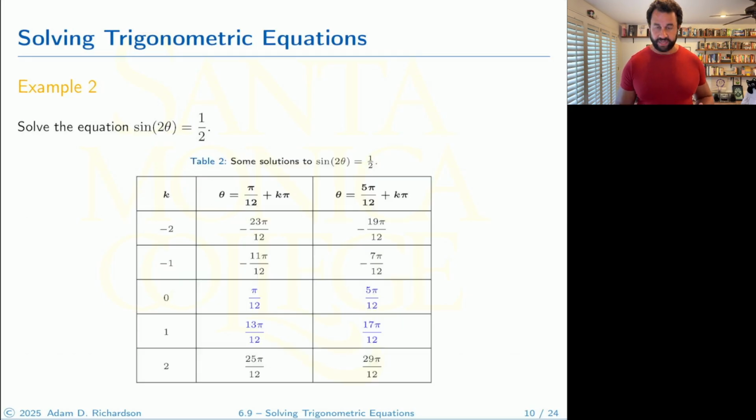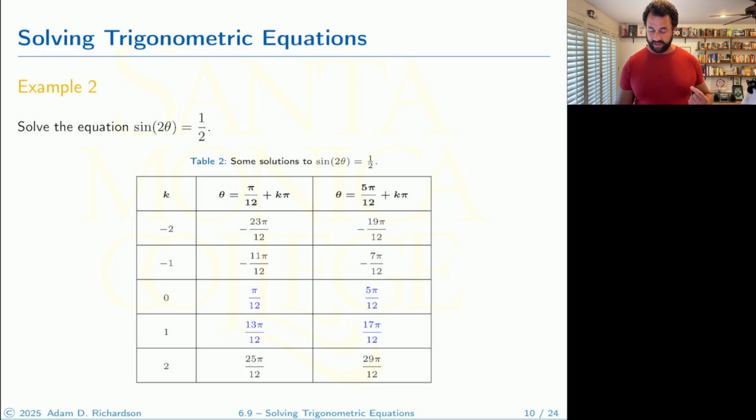Again, here are some solutions. Take note of this. These are different values of k. Here's theta equals pi over 12 plus k pi, and theta equals 5 pi over 12 plus k pi. These are all like a table of the different solutions here. I highlighted some of these in blue because these are the solutions that occur in the interval 0 to 2 pi. So for this equation, if you want to know the angles theta in the interval 0 to 2 pi that solve this equation, it's these four.